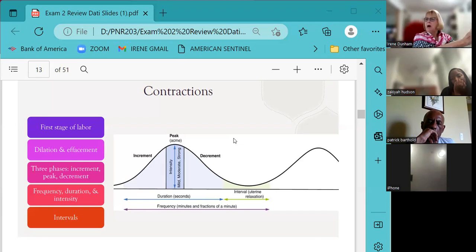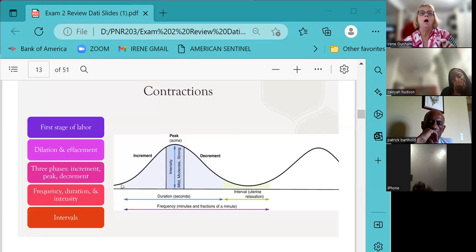So they can start out mild. As she progresses, they go to moderate, and at the end it gets really firm and quite often. That's the progression of labor. So here's a good little drawing, and I know it comes right out of your book. And this is what a contraction looks like.